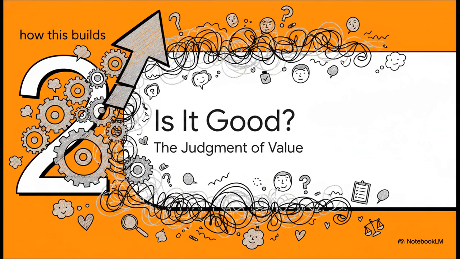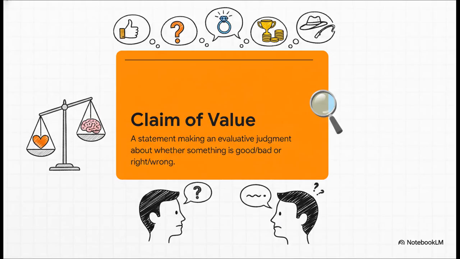Okay, so we've got our facts straight. What's next? How does this all build on each other? Well, once we have the facts, we get to start making judgments about them. And this is where we get into the messy but oh so fascinating world of values. So claims of value are all about judging something, right? Appraising it. Is this a good thing? Is that the right thing to do? Is Harrison Ford the greatest actor of all time?